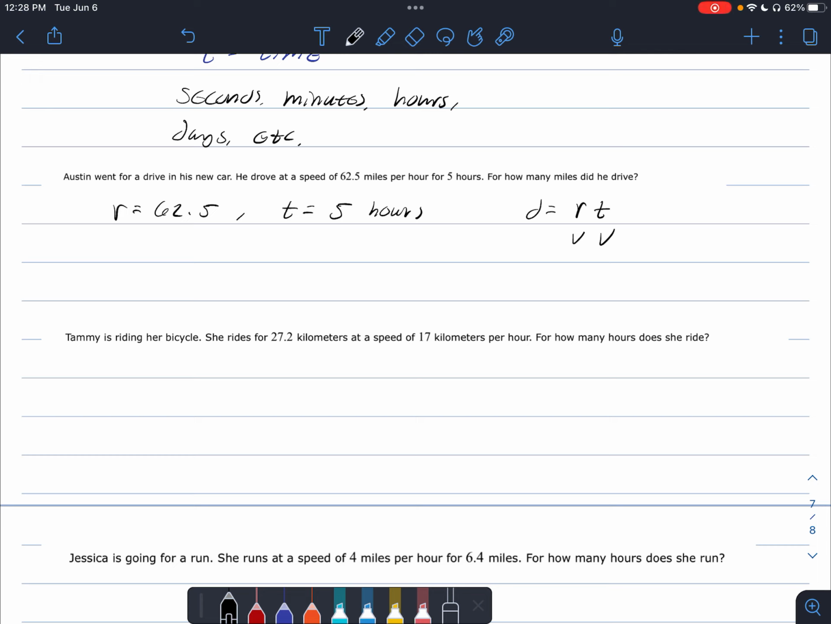So what we do is we take 62.5 times 5. So D is going to be equal to R times T, or 62.5 times 5. Probably wouldn't hurt to use a calculator on this one. So 62.5 times 5 looks like he drove a total of 312.5 miles.